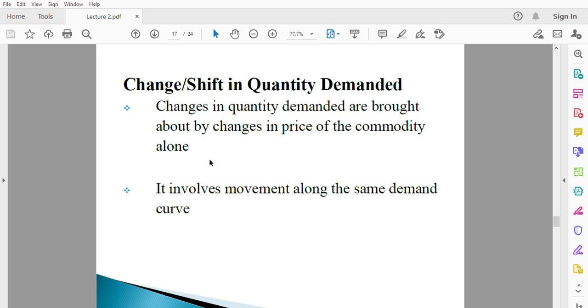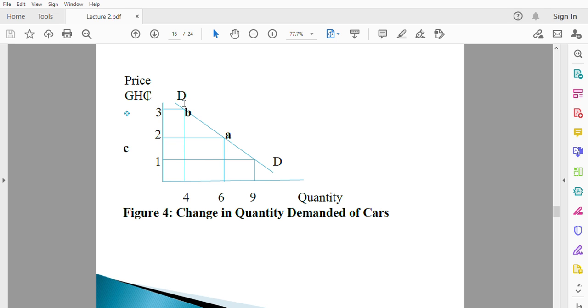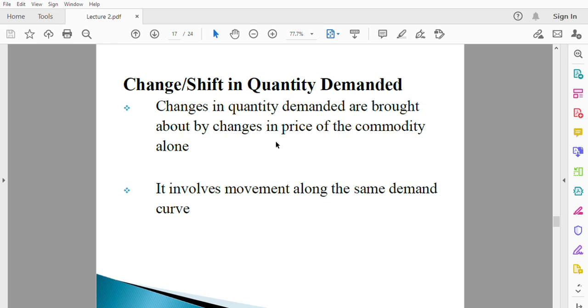Changes in quantity demanded are brought about, as I mentioned, by changes in the price of the commodity alone. So it involves a movement along the same demand curve. As you can see, when the quantity demanded changes, it is a movement along the same demand curve. There isn't any need for us to draw another demand curve to demonstrate a shift in demand.